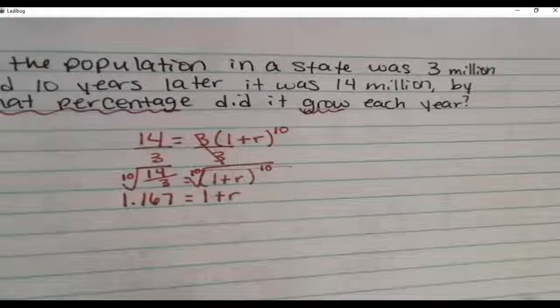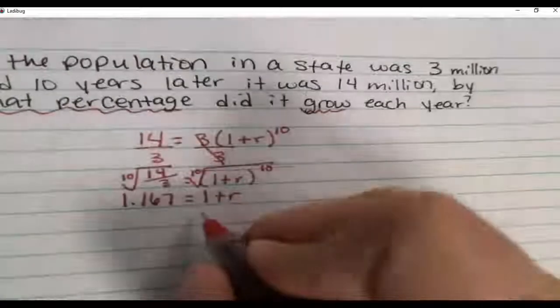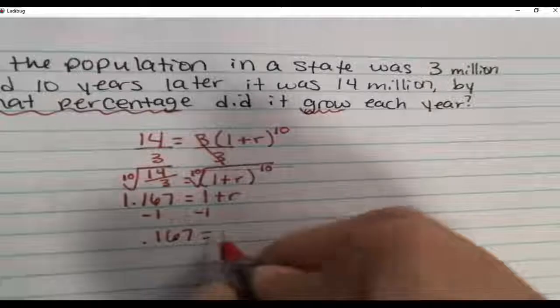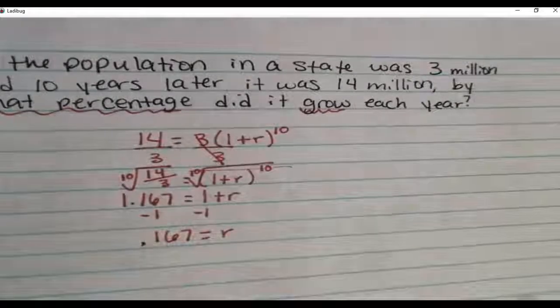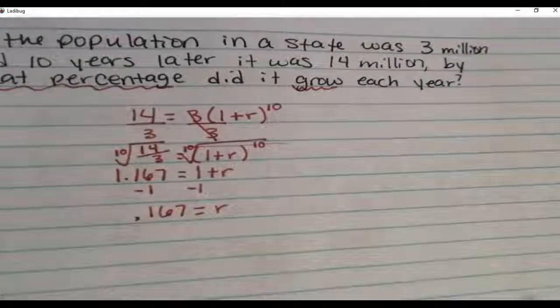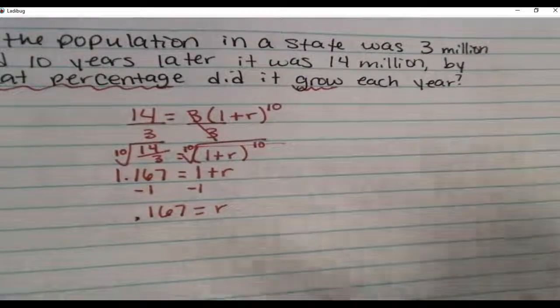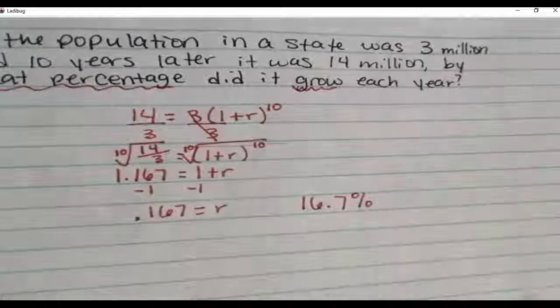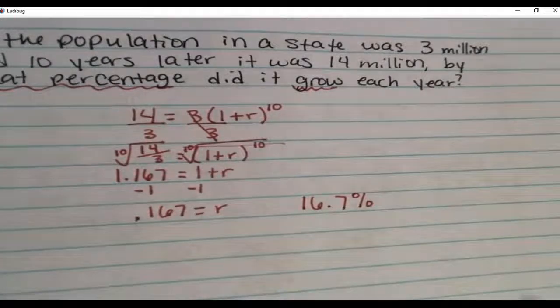And then what would be my last step? Good. Subtract 1. So 0.167 equals r. So what percentage is it growing? You got it. 16.7%. Questions?